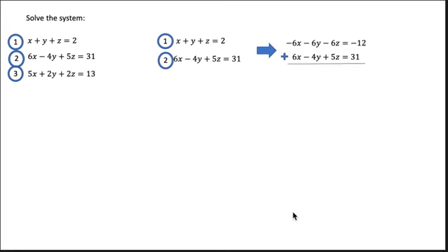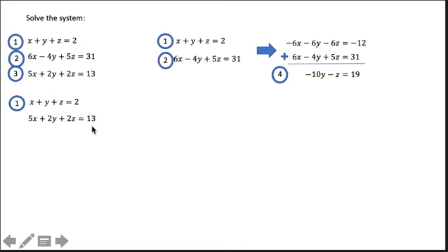Now to do the elimination, I'm going to add these two equations together. And I'm left with this equation, -10y minus z equals 19. I'll call that equation 4. Now I eliminated x from equation 1 and equation 2. So what I have to do next is eliminate x from either equation 2 and 3 or 1 and 3. I chose to do it from 1 and 3.